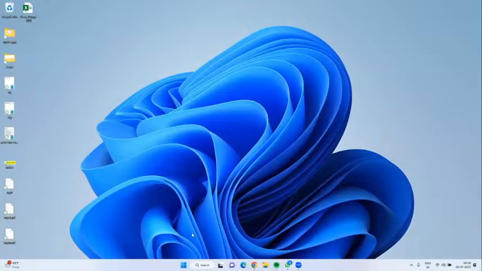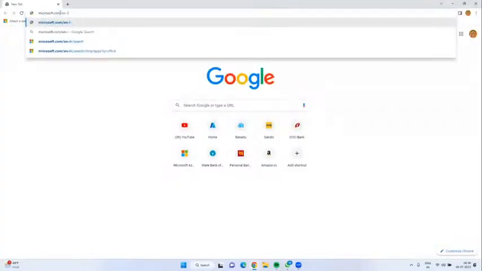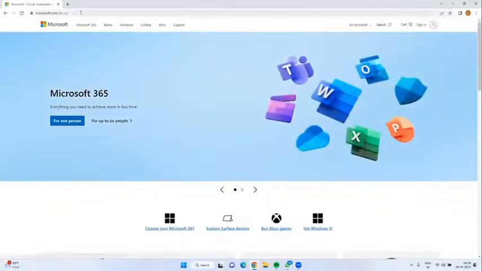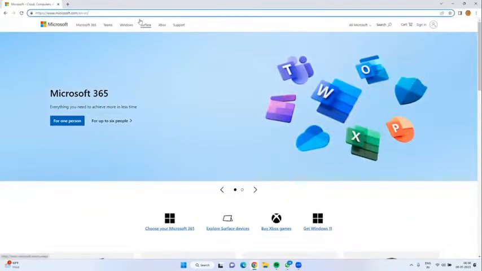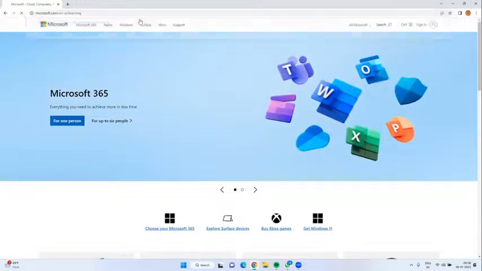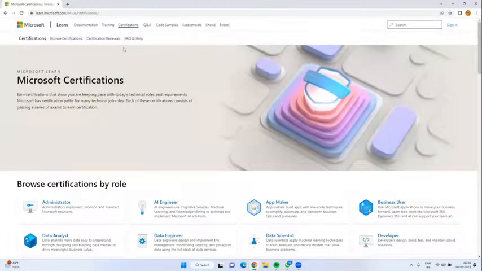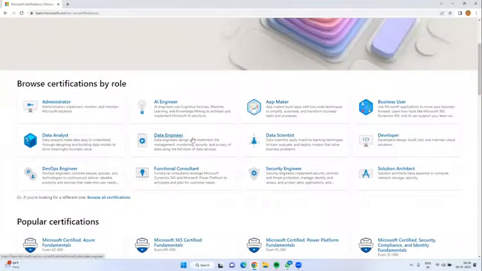Next, for Azure related certificate information, just go to Microsoft.com. This is the official site. Now at the end of the URL, just type learning. Okay, these are the different types of certifications.